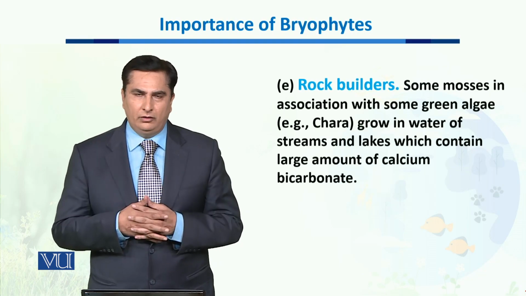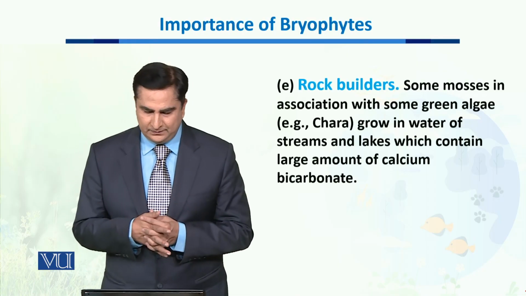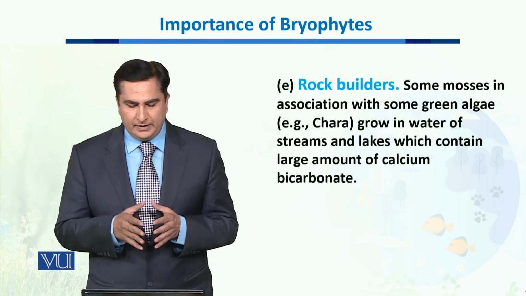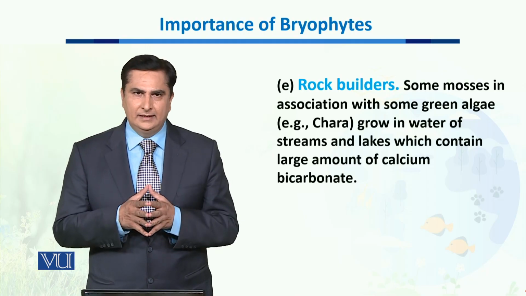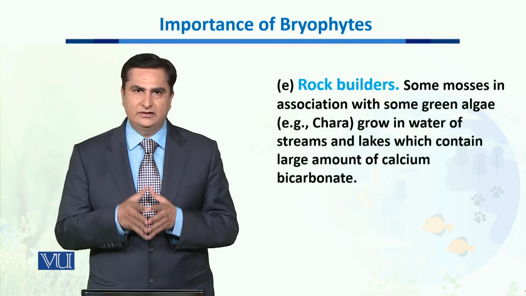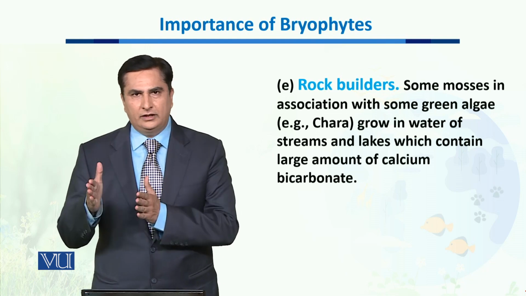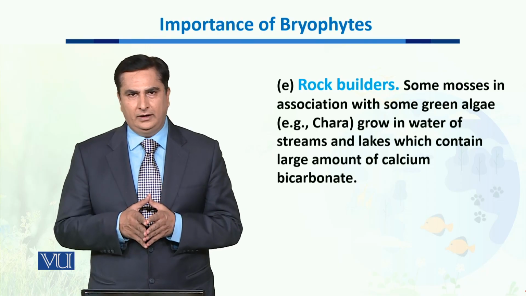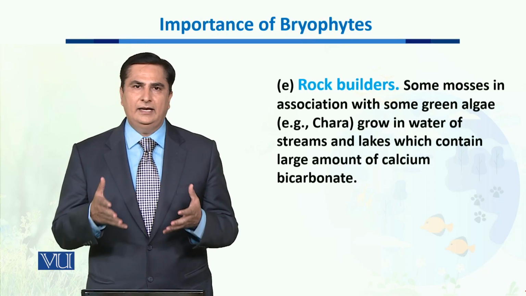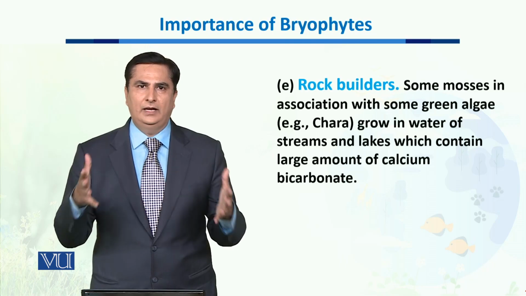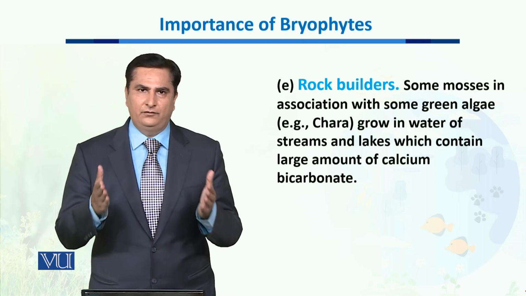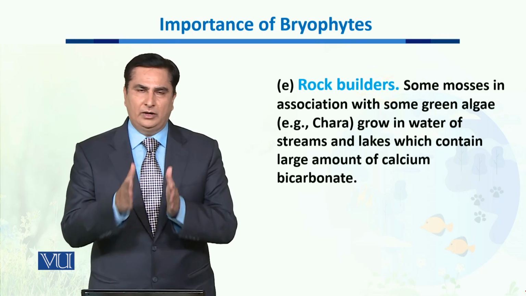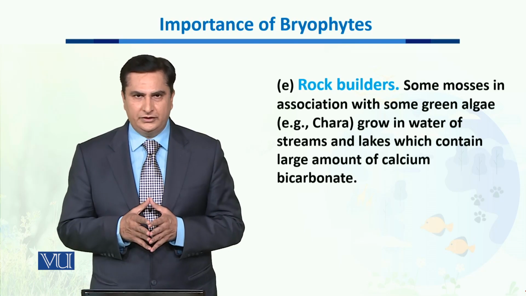Then they are also known as the rock builders. Some mosses have a great association with a special type of green algae, and this association is known as Chara. It grows in water of streams and lakes, and it contains a large amount of calcium bicarbonate. It acts as a reservoir for a lot of different varieties of fish as well as small insects, which are an important part of the food chain of those fishes.